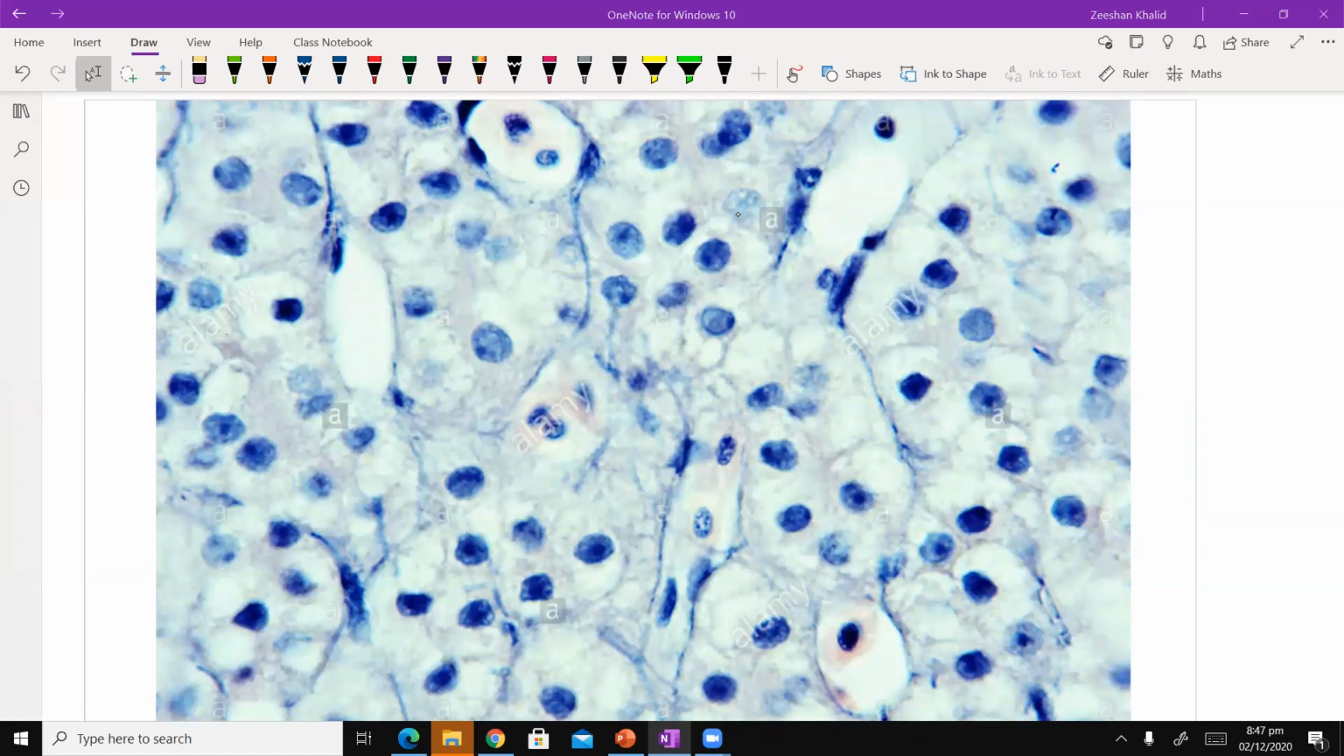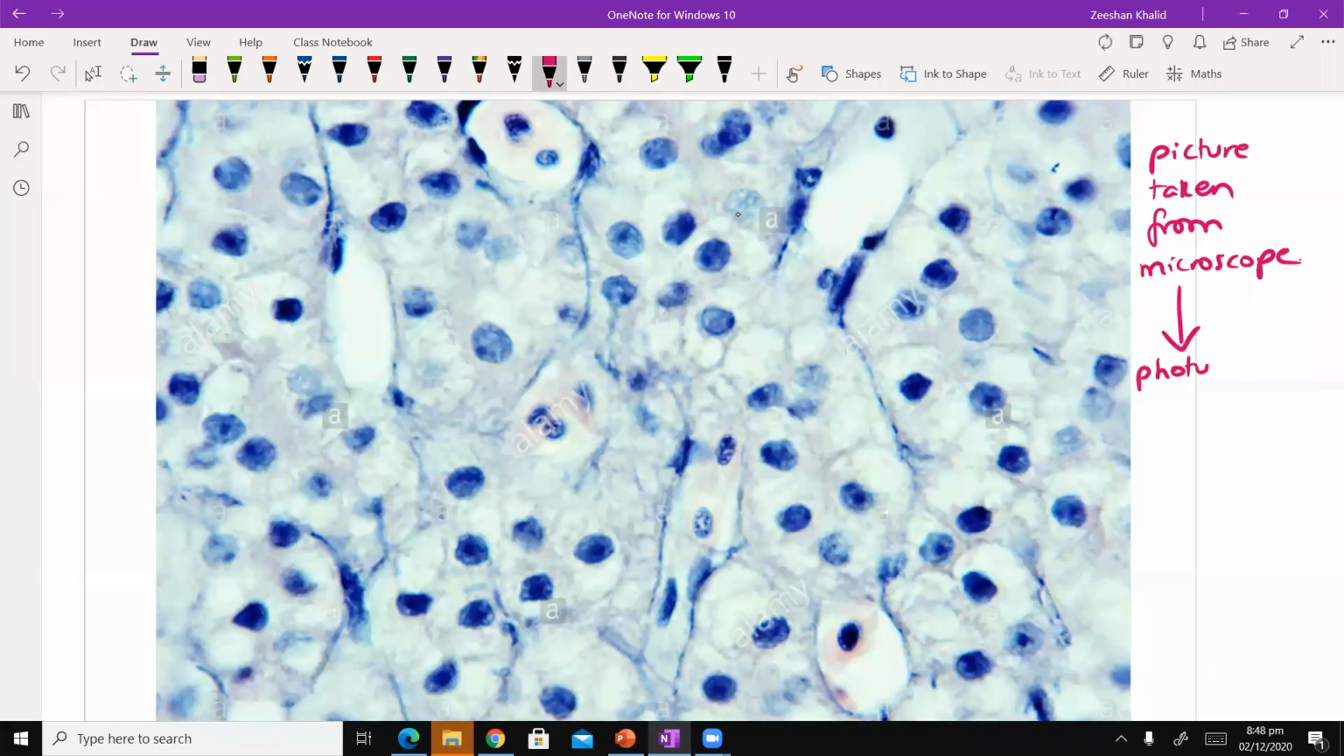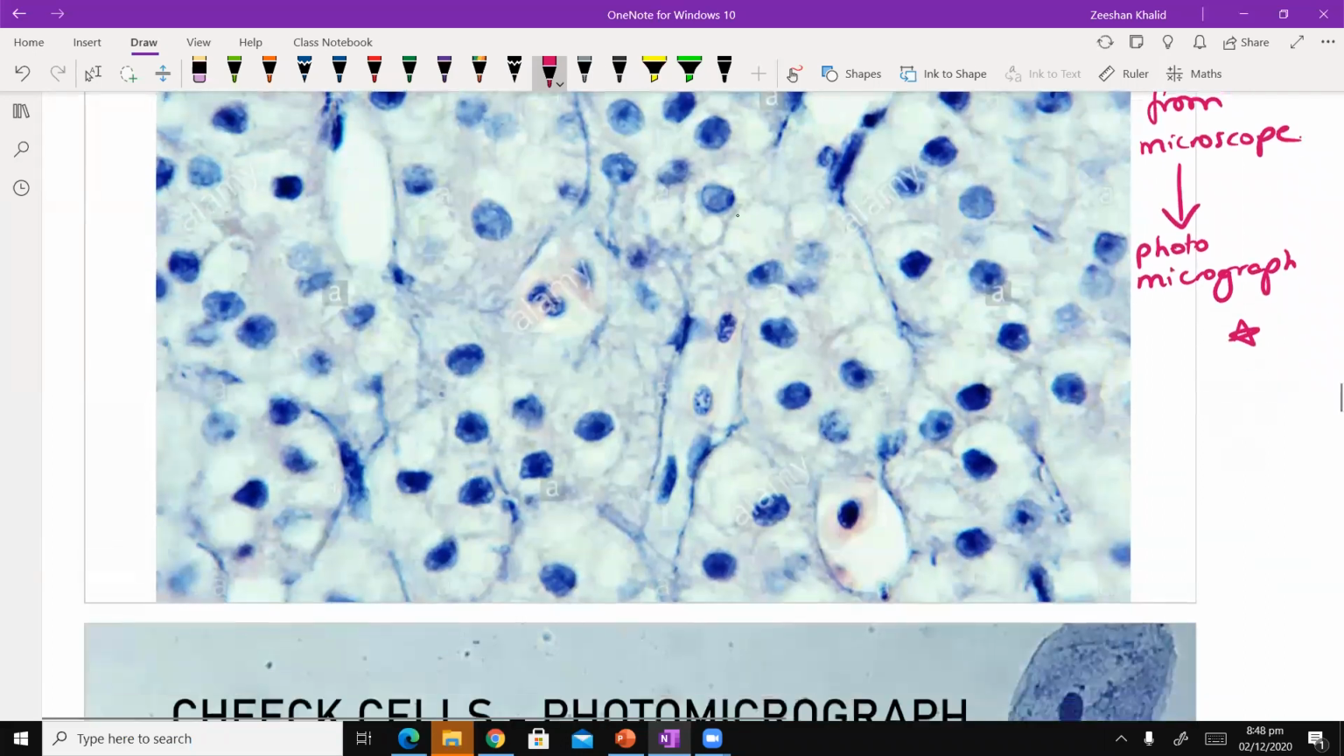Plant cell? Well, not plant cell. I'm not asking whether it is a plant cell or an animal cell. You know, this is a picture that has been taken from a microscope. I'm sure that you understand that this is a real picture. And such a picture is known as a photomicrograph. Micrograph, shabash. It's known as a photomicrograph. And this is a typical animal cell. This is a picture of cheek cells.